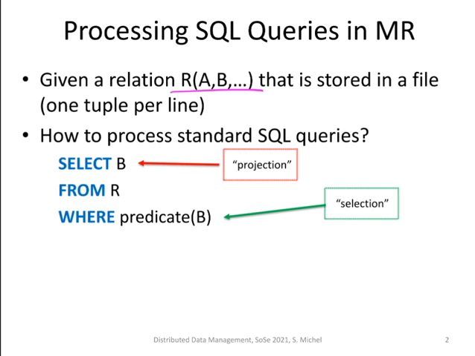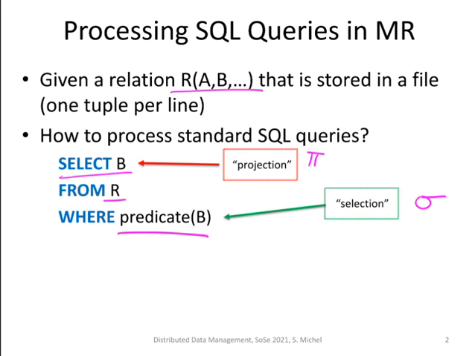So how would we set up map and reduce in order to compute, for instance, this very standard SQL query? Here we have a select B, so the B column. We also call this, of course, a projection, like in relational algebra, we would write like this. From this relation R, where a predicate holds that is executed on this attribute B. This is what we call selection, and this is how we express this in relational algebra.